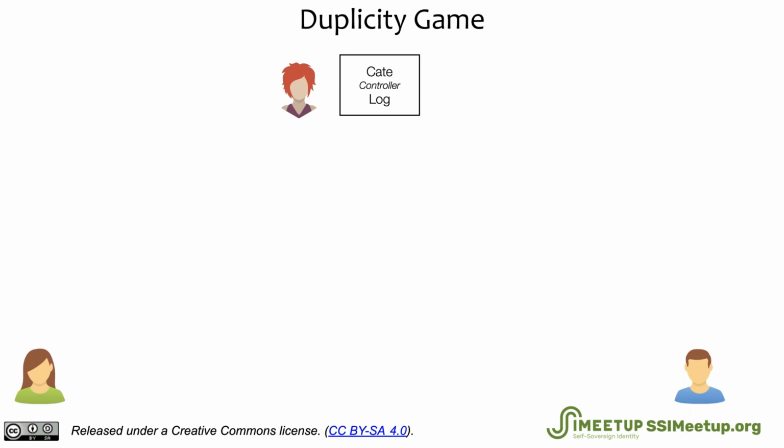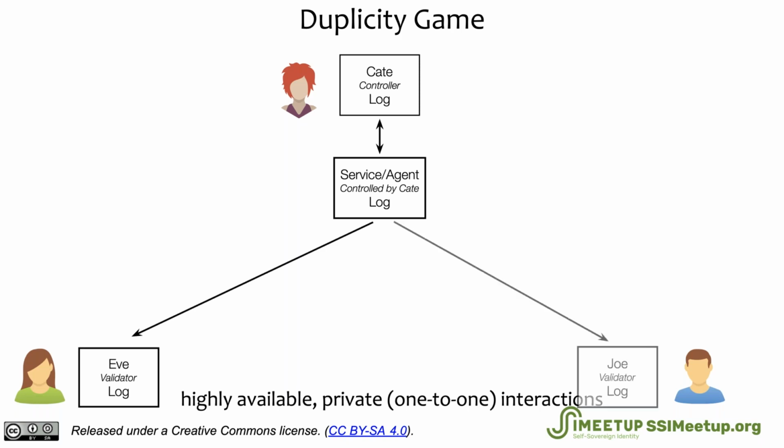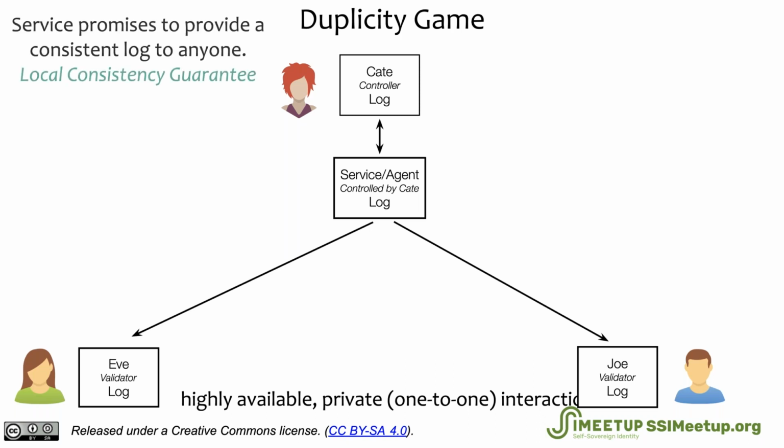So let's say that now Kate doesn't like talking directly to Eve and Joe. Kate likes to be offline, and so Kate wants to have high availability, but still private one-to-one interactions. So Kate creates a service or an agent that Kate controls that holds Kate's log. Eve can talk to the service, and Joe can talk to the service, and the service has high availability, so Kate can go away. So how does this change? Well, what changes now is that the service is a point of vulnerability. Kate needs to make sure that the service is consistent and not duplicitous, but the guarantee is still the same, a local consistency guarantee.